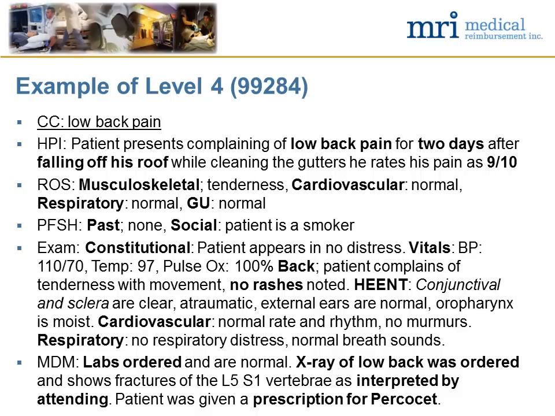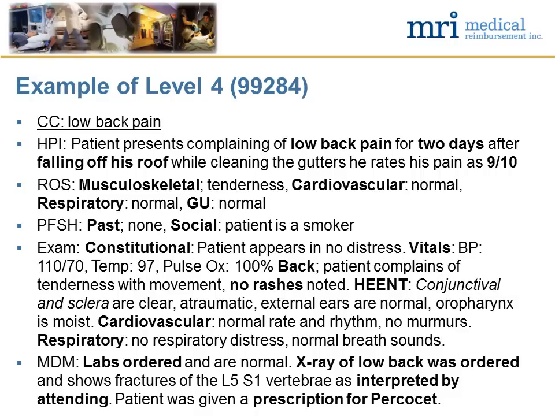The exam requires a detailed exam, which is typically 5 to 7 body areas. And you see we have constitutional and vitals, which is 1. We have back. We have skin. And we have HEENT. They've described the eyes, so that gives us a total of 2 points for that. We have cardiovascular and respiratory.